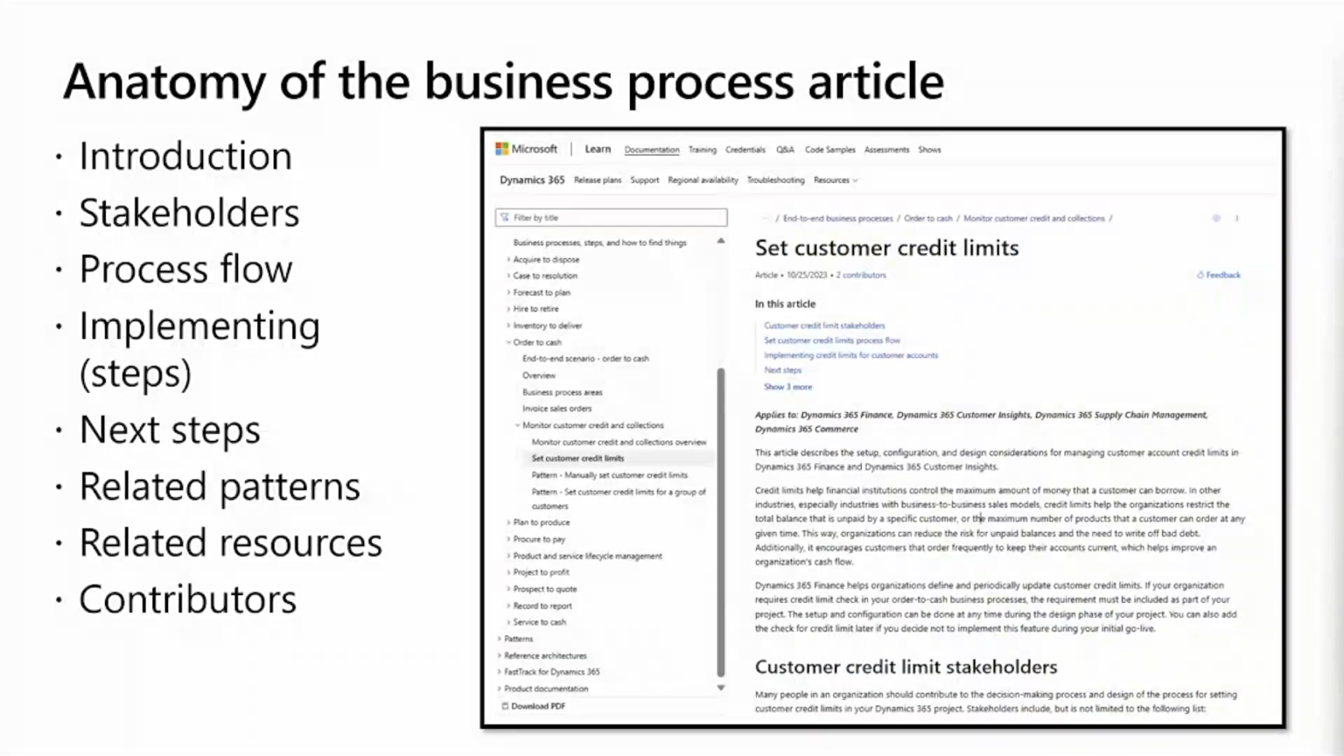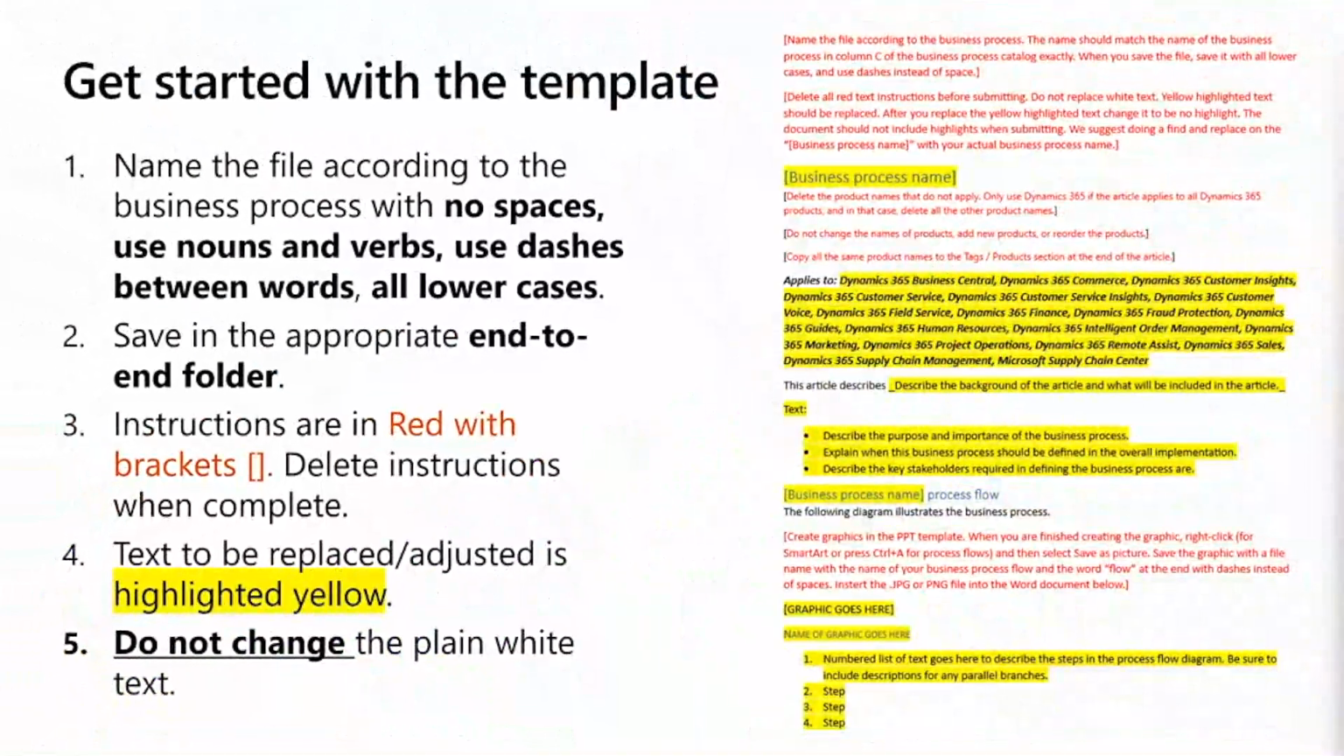I have a sample here on the side, which is the set customer credit limits. This document is already published and available out in the Guidance Hub. So if you're looking for a sample that's already been written, the set customer credit limits is a great example that you can use. So again, when you're getting started with the template, you'll download that file and you'll open it up.